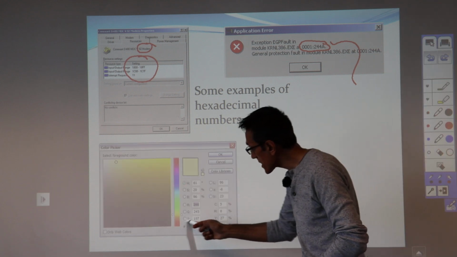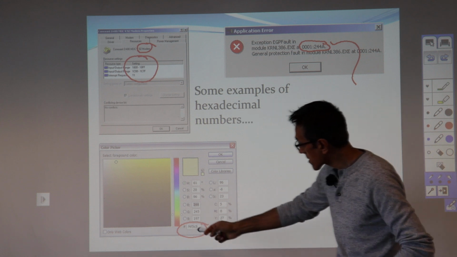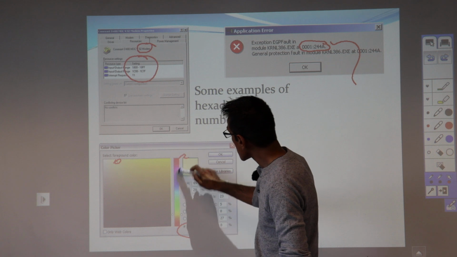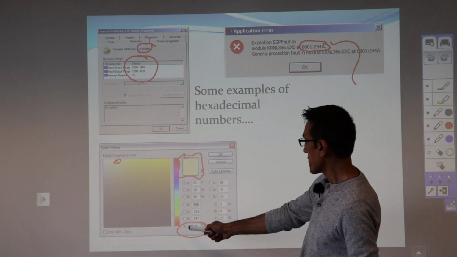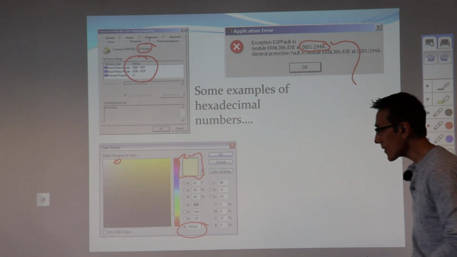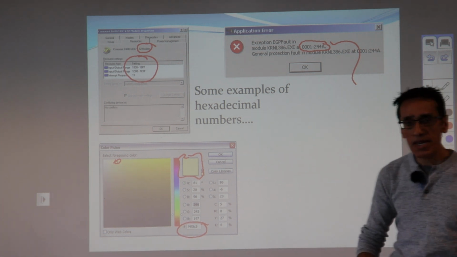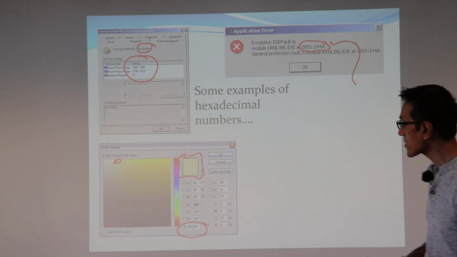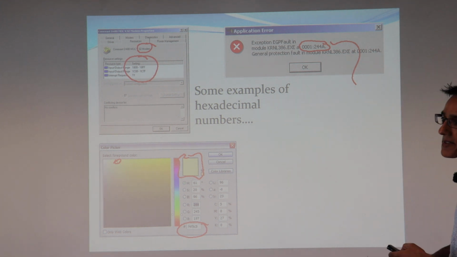Color is represented using hex. There's this color here that we are seeing. This color here, that bit here, is F4, F5, C5. If that was represented in binary, it'd be a long list of ones and zeros, not very easy to work with.